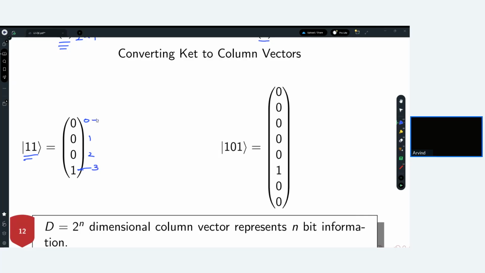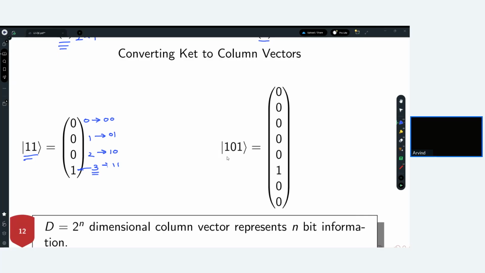And if we denote this using classical bits, this becomes 0 0, 0 1, 1 0, and 1 1. So the 1 will be at the 1 1 position, or the third position, for Ket 1 1.